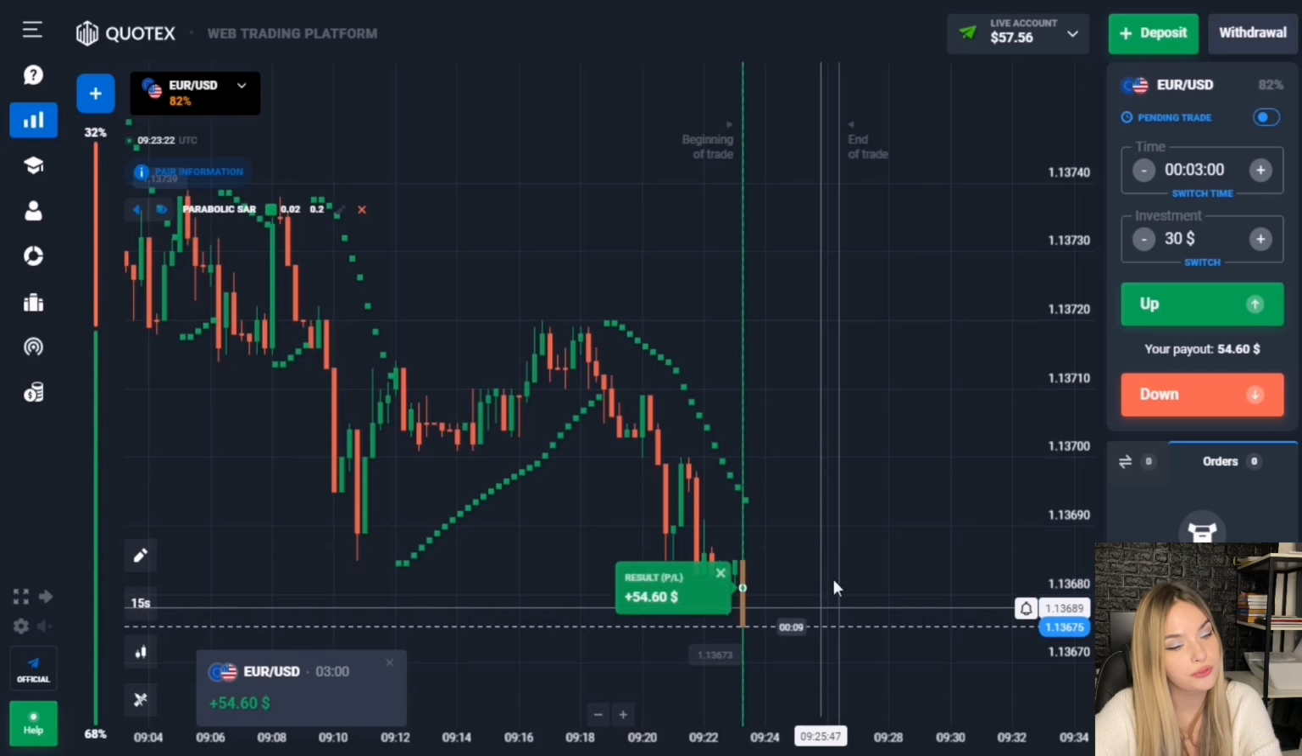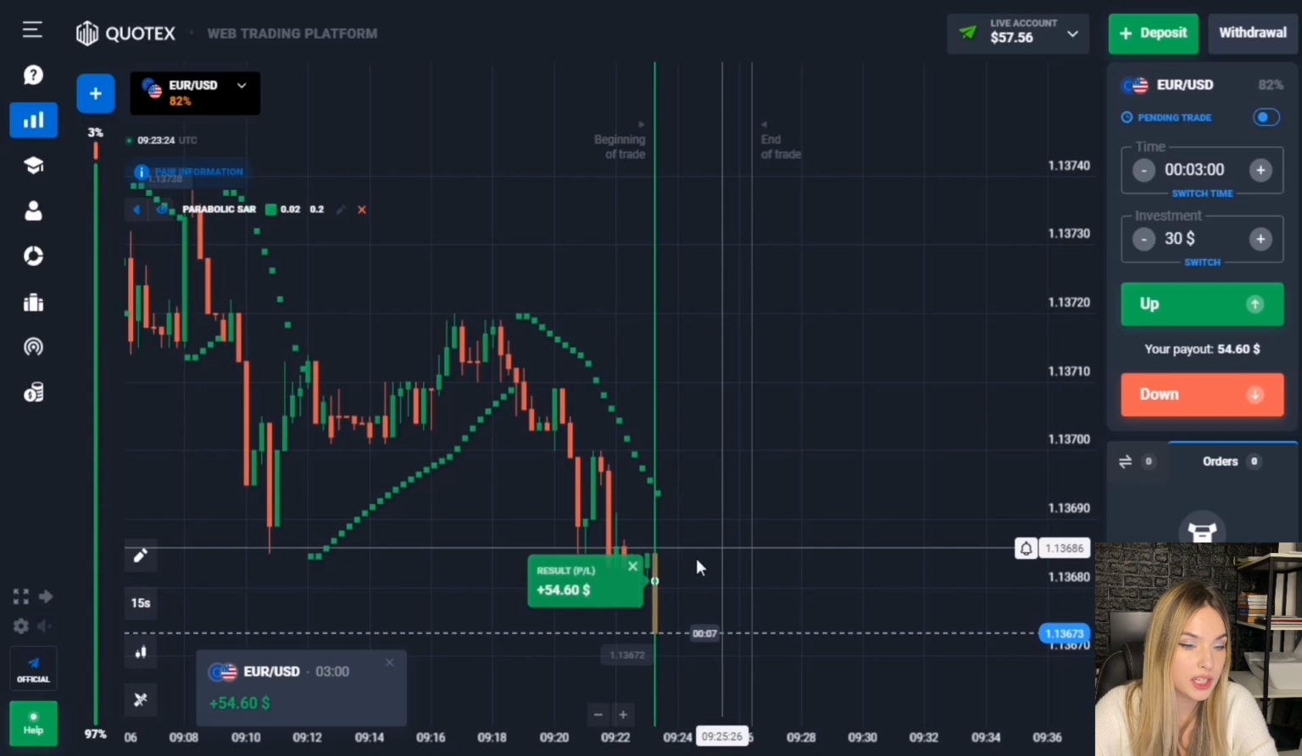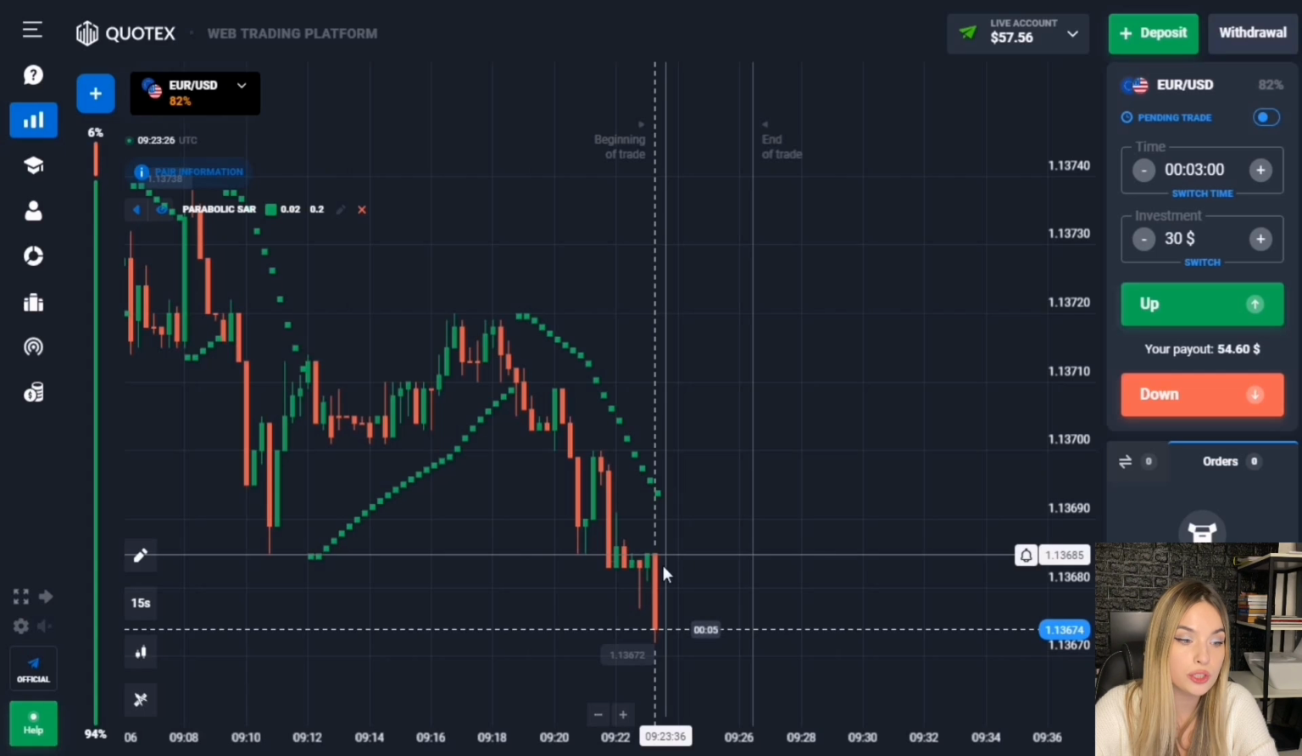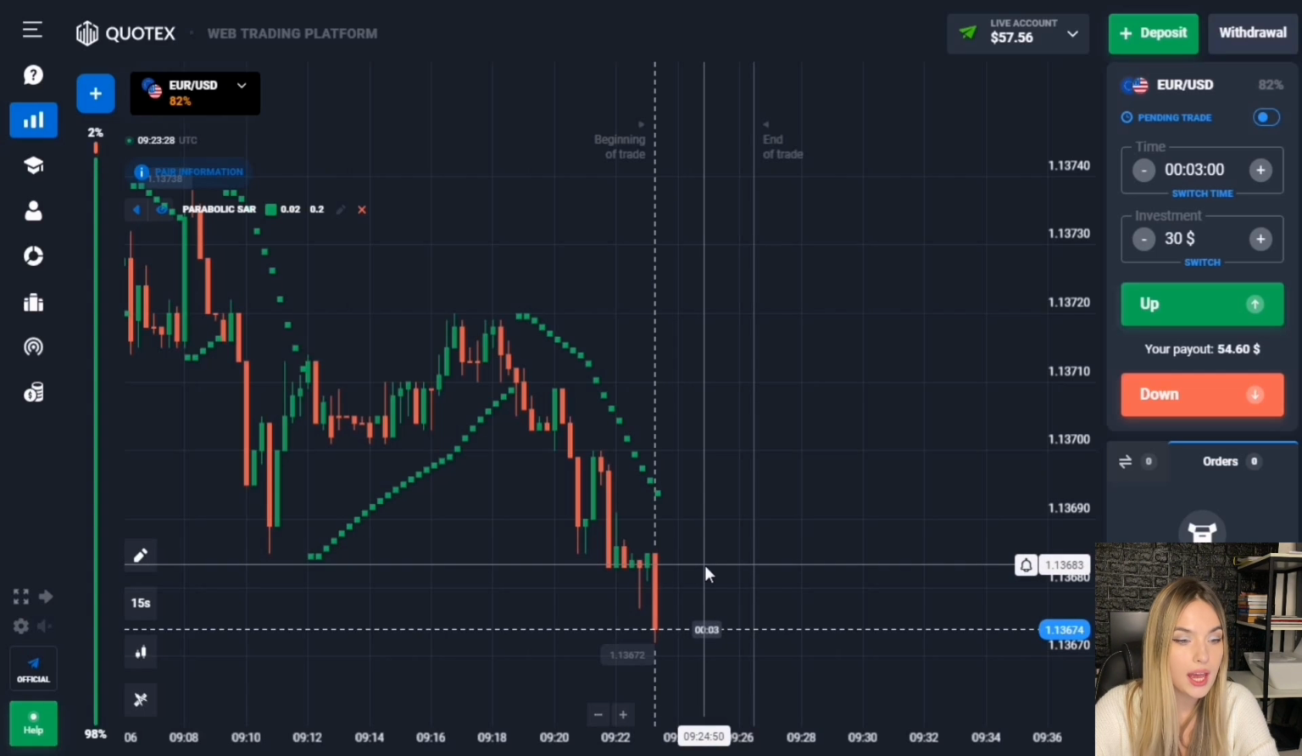Well, that's quite good, friends. The price continued its downside and we get profit. The indicator again helped us to determine the further price movement. Let's look at the following market situation.